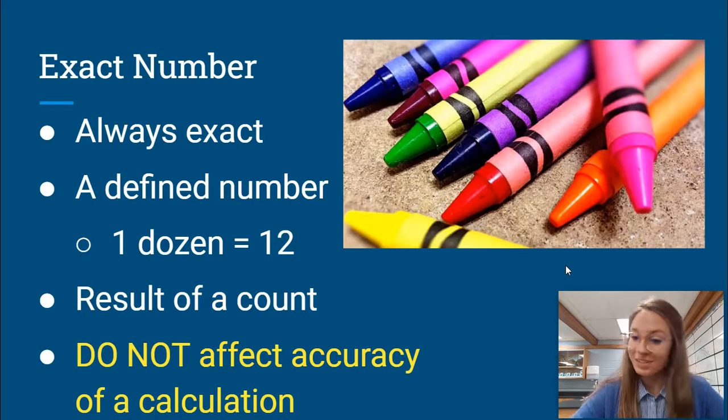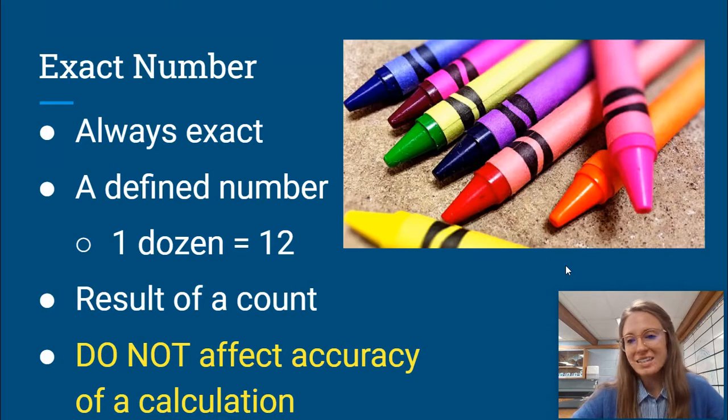Exact numbers, if you didn't get it from the name, are always exact. It is either a defined number, like how 1 dozen is equal to 12 of something, or how there's 12 inches in a foot, or it could be the result of a count. So if we were to count how many crayons are in this picture, 1, 2, 3, 4, 5, 6, 7, 8, that is an exact number. There is no uncertainty that there are 8 crayons there.